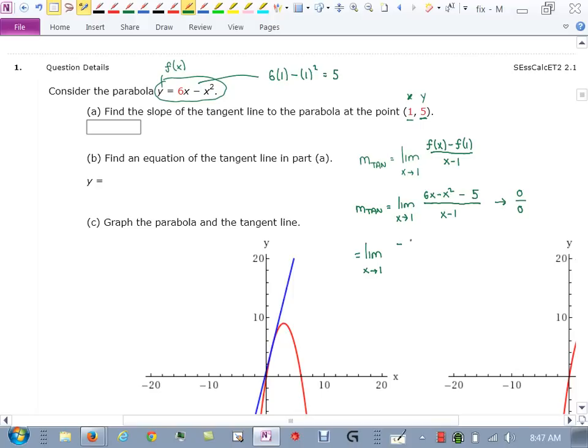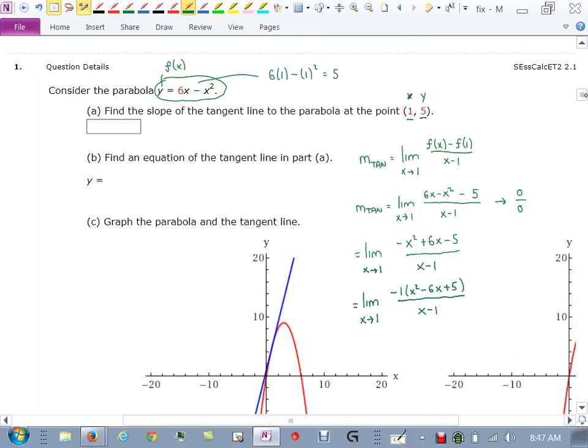I'm going to rearrange it: negative x squared plus 6x minus 5 over x minus 1. I notice that the numerator is a quadratic. It's a trinomial. I'm going to try and factor it. So limit x approaches 1. Might be worth it for me to factor a negative 1 out of the top. Might make it a little bit easier for me to factor. And then depending on your techniques of factoring, how comfortable you are with them, we would get limit x approaches 1, got the negative 1 on the outside.